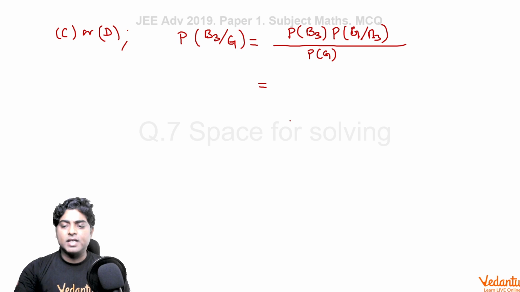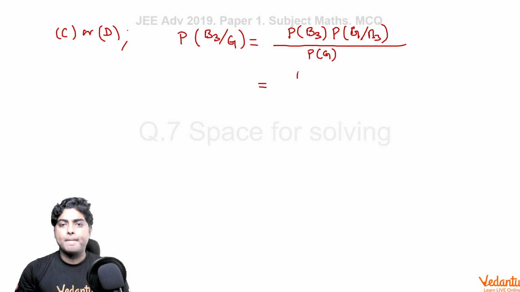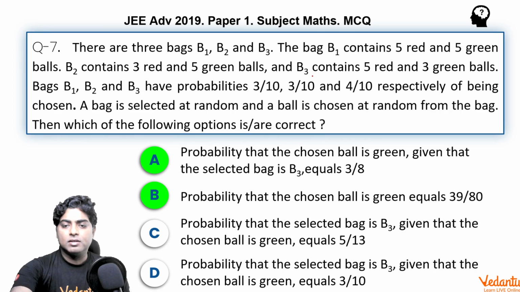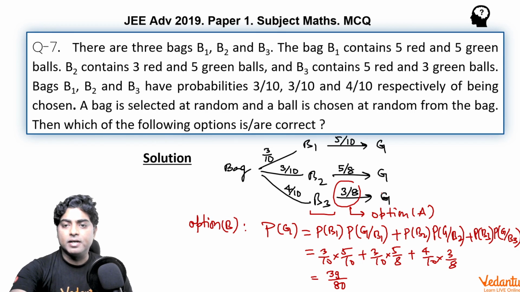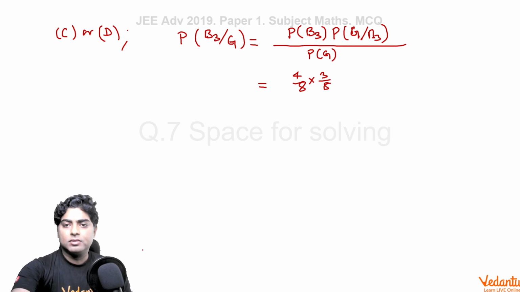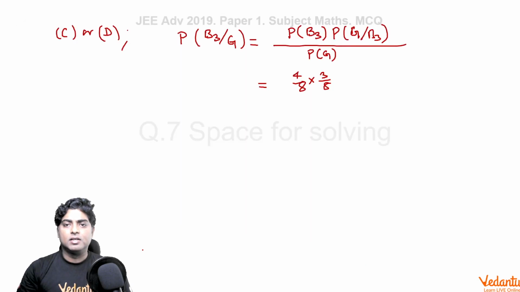Now PB3 was, just see, PB3 was 4 by 10, and when B3 was taken, okay, the probability of taking green from B3 is 3 by 8. So 3 by 8 you can write here. Okay, 4 by 10, 3 by 8, and finally PG was 39 by 80. So this is 39 by 80. One thing here, it should not be 4 by 8, it was 4 by 10.